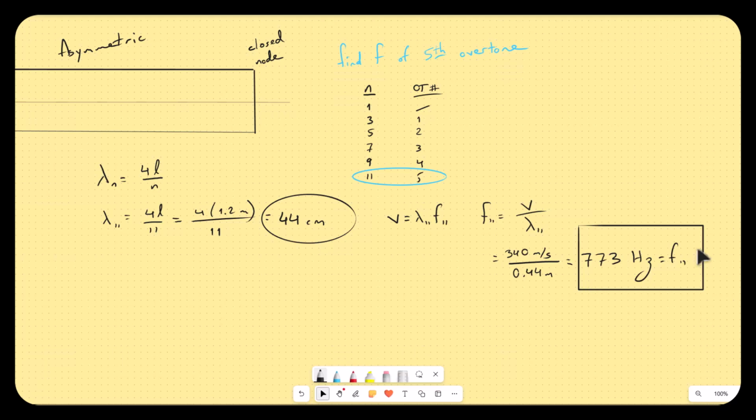So that's how I work with resonance in tubes, and whether it is capped or not.